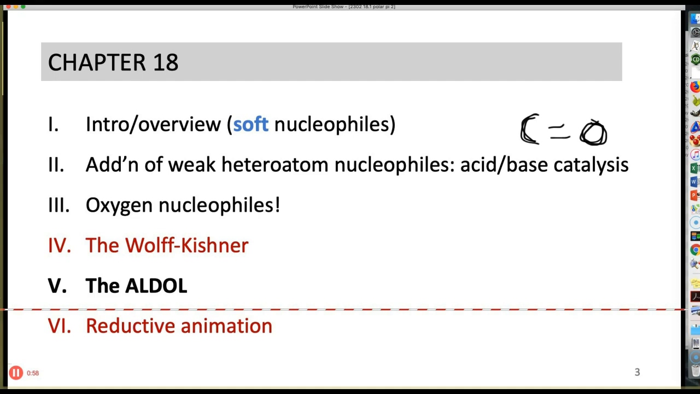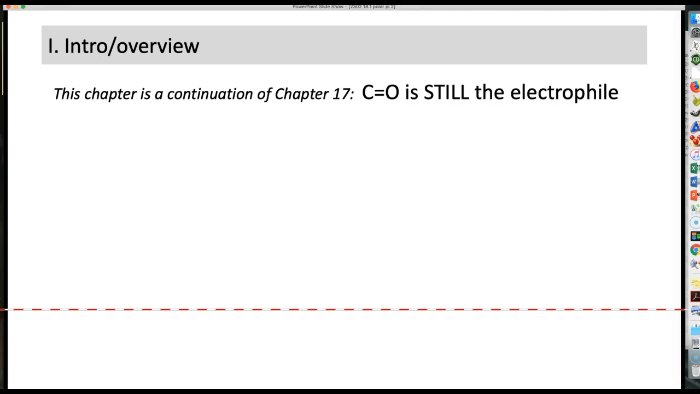We're also going to have a wonderful opportunity in Chapter 18 to review acid-base chemistry, so it's really not a bad idea to review that chapter from 2301. There'll be a lot of emphasis on oxygen nucleophiles, and then there's two reactions thrown in that are kind of oddballs: reductive amination and the Wolff-Kishner. They fit in here tangentially. The main focus of Chapter 18, though, is a reaction called the aldol. So that's what lies ahead. Let's just get started with an introduction overview.